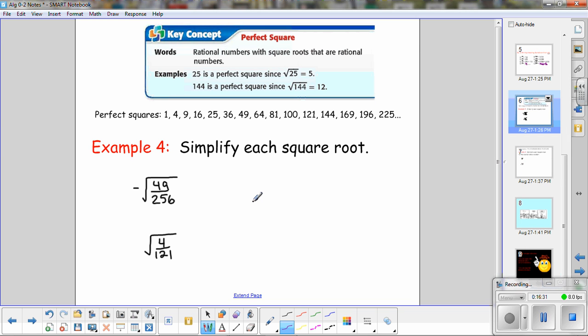Now when it asks you to simplify the square root, this right here really can be written as the square root of 7/16 squared, because 7 times 7 is 49 and 16 times 16 is 256. We also have a little negative out here, so we're going to put the negative here.